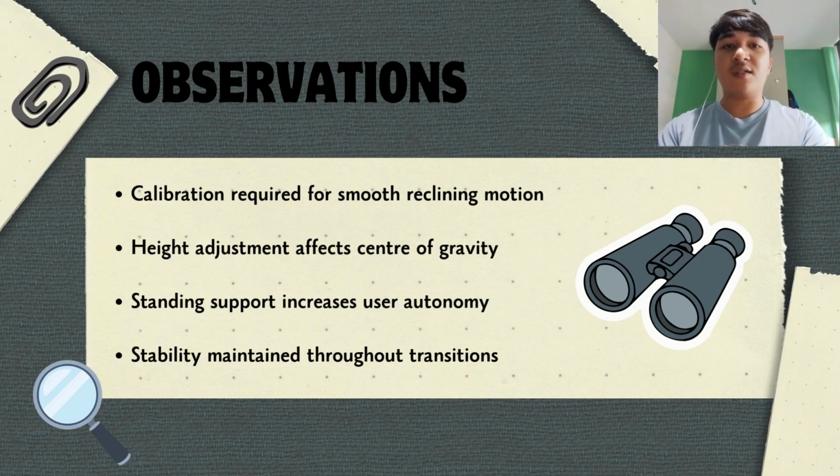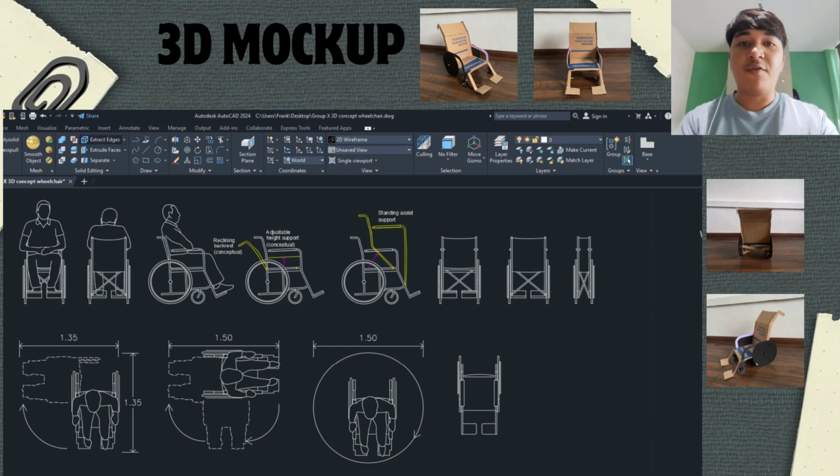Furthermore, when the standing support mechanism is engaged, the simulation demonstrates improved user autonomy. By distributing forces gradually and supporting the upper body, users are able to perform standing-related tasks with greater confidence and reduced physical strain.